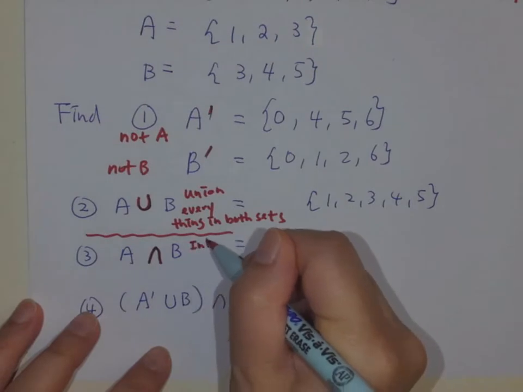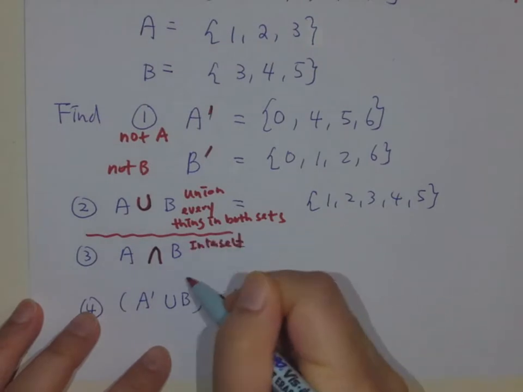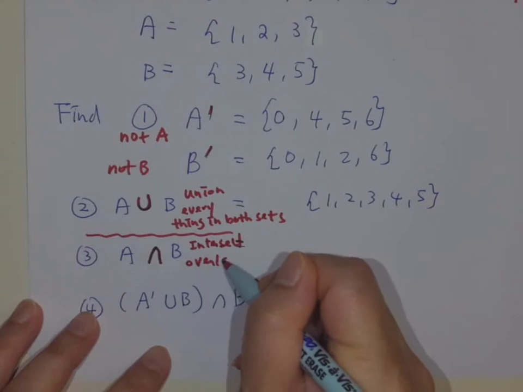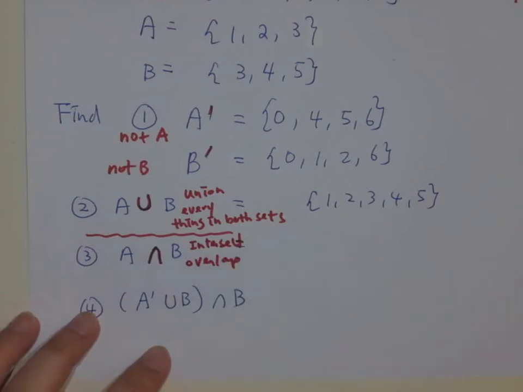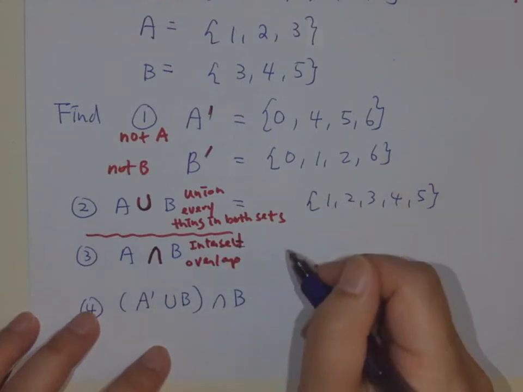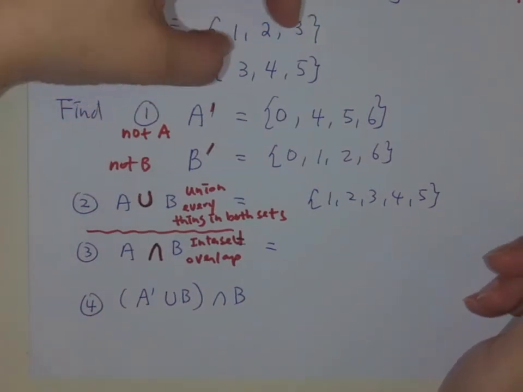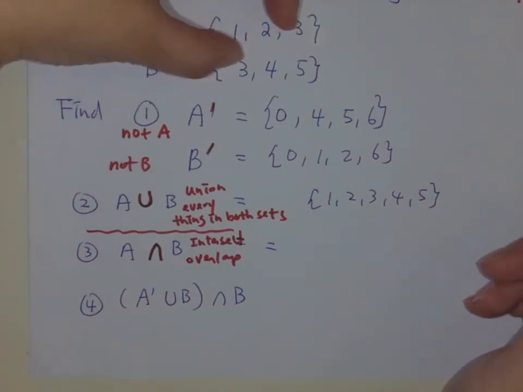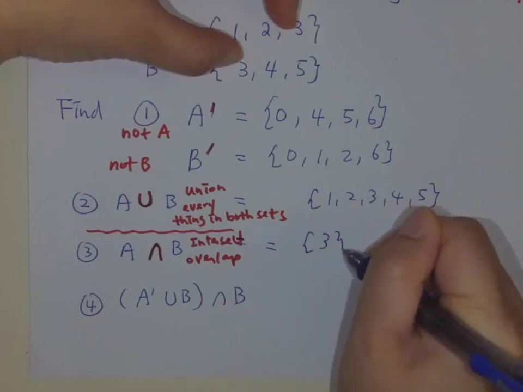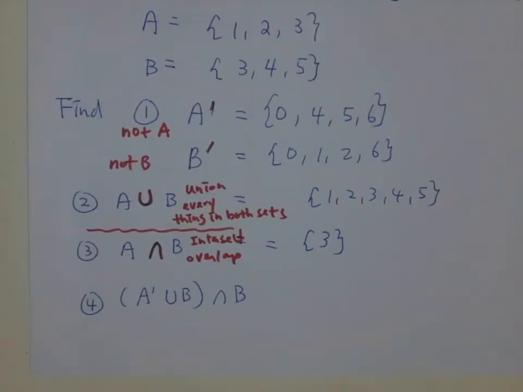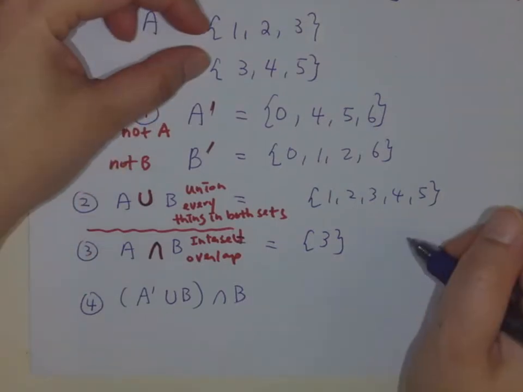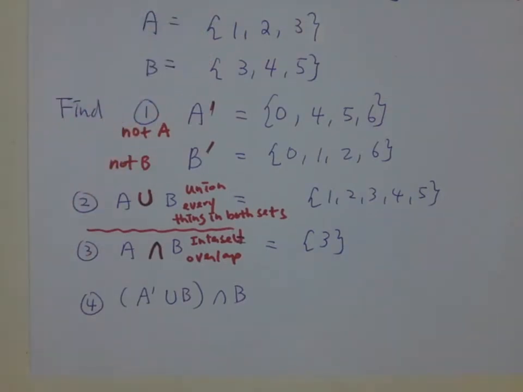Alright, the next symbol represents intersect. Intersect means you want the overlapping part of the two. If we compare A and B, which part is overlapping? Both of them have 3. Can we see that? So 3 is my overlapping part. If they don't have anything in common, then it would be the empty set. But this one has something in common, so that is the answer.